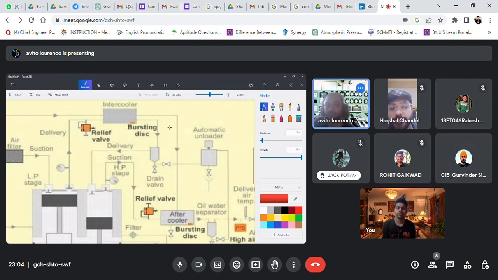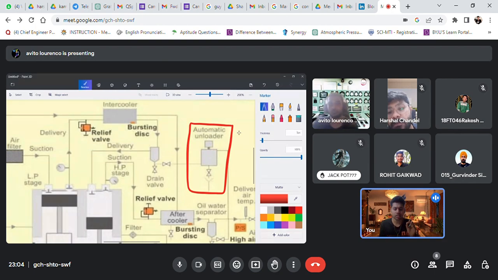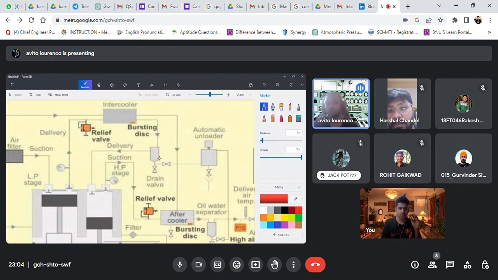All right. So once the bursting disk is done, we have the small drain valve over here. Jack, can you mention something on the automatic unloader before that drain valve? It is among the safeties of the compressor. It will count in the safeties of the compressor. I think it is more of a bypass type of thing.